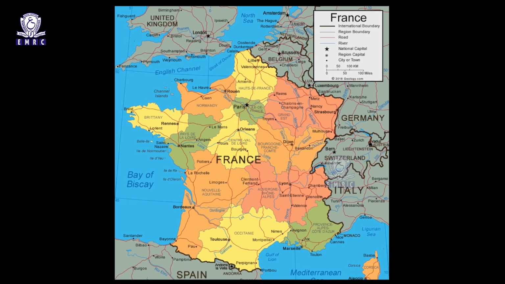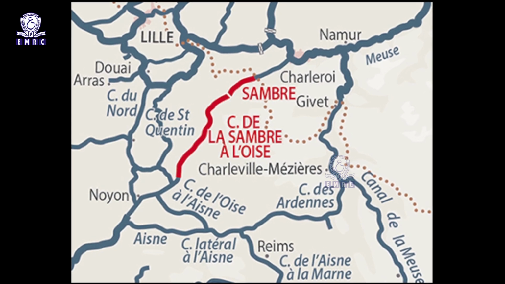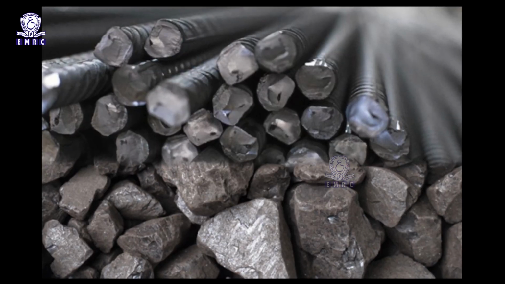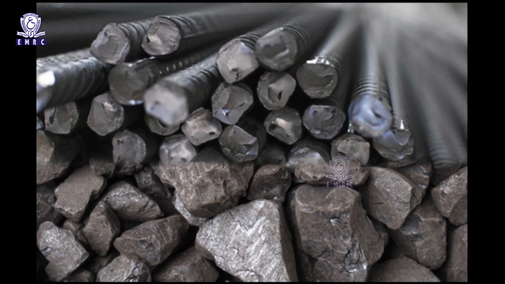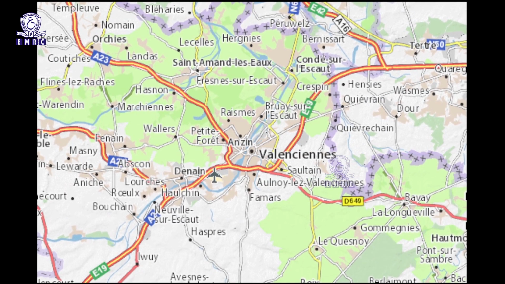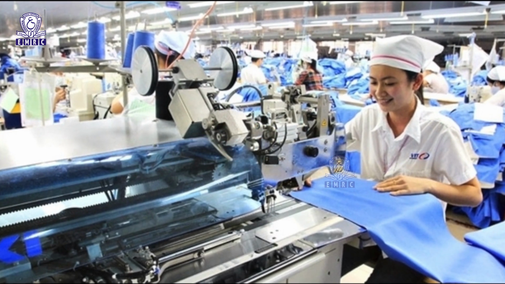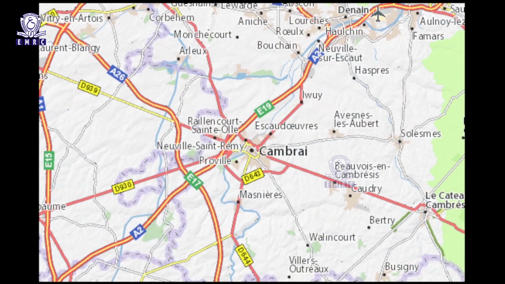This is the oldest and major industrial region in France. The coal deposits of Sambre nearby Lorraine iron ore promoted large iron and steel industries in Valenciennes, Lens, etc. The textile based industries were developed at places like Cambrai, etc.